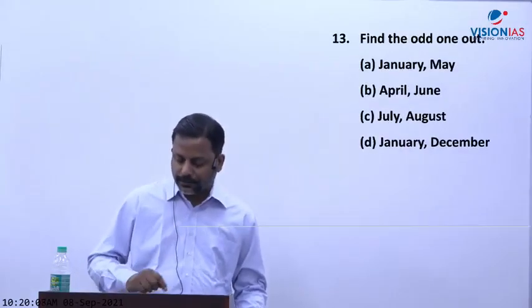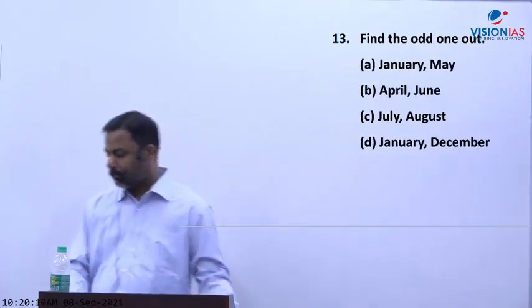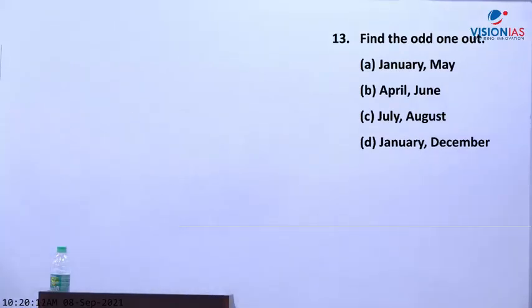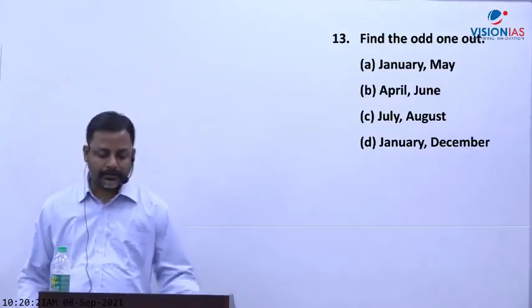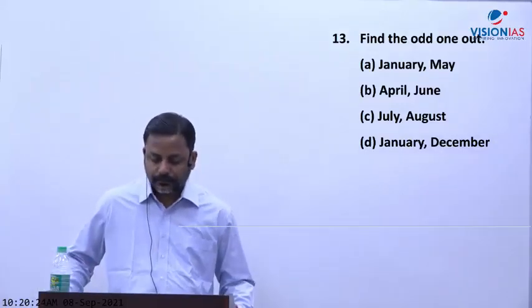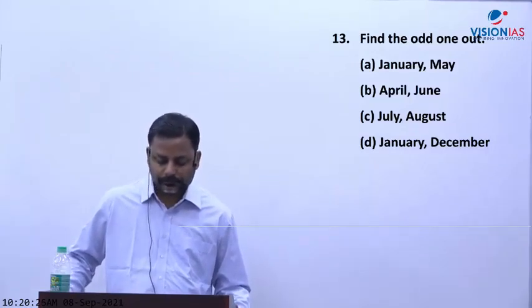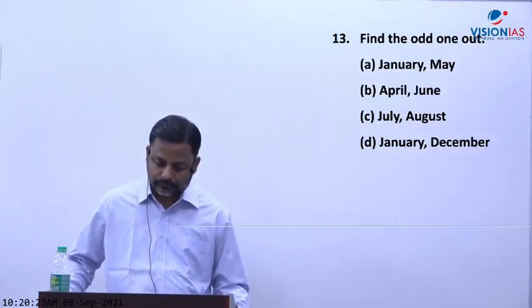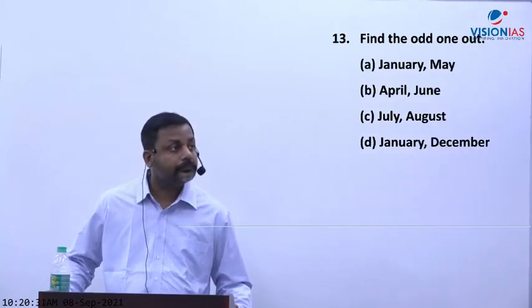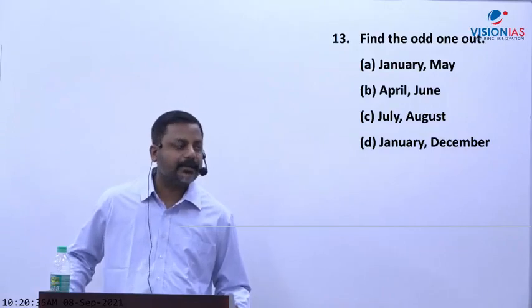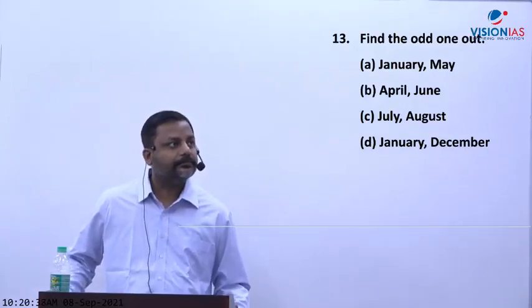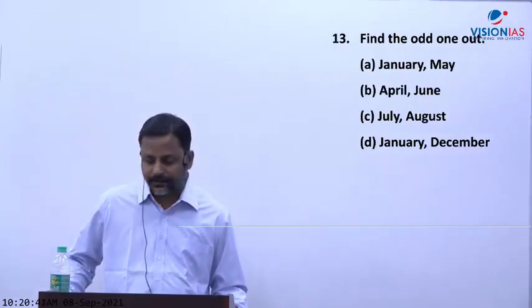Now let's see this question. Let's see. Question number 13. These three are positive things. These three were positive things. And admonish is a negative thing. So January, May, April, June, July, August, January and December. Which one is odd? Yes, it is negative, scolding, yes. And the rest is positive feedback, yes. All other are encouragement.